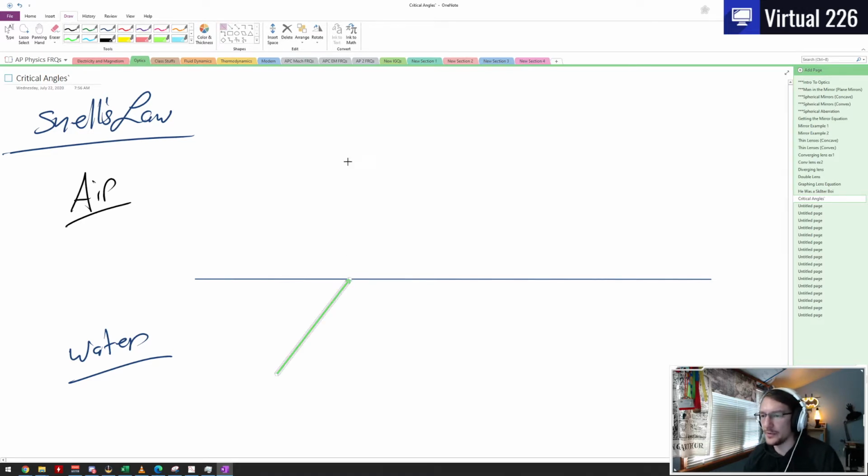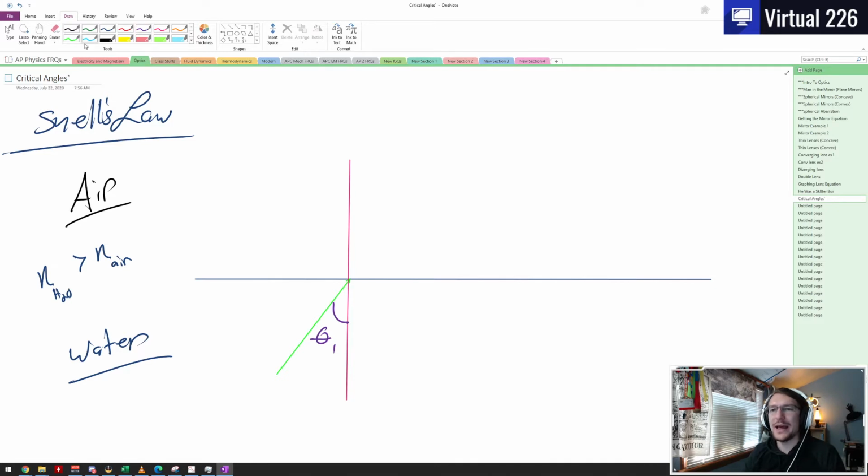If we recall, there is some normal line here. And when we do this, this will be theta 1 in this case. Now, the index of refraction of water is going to be greater than that of air. So N of H2O is greater than N of air, whatever air is made out of, some gas mixture. Because of this, we're actually going to speed up the ray of light whenever it leaves the water. And that means that we're going to turn away from the normal. So we're going to turn and do something like this. That's what we're going to see, where this angle here is theta 2.